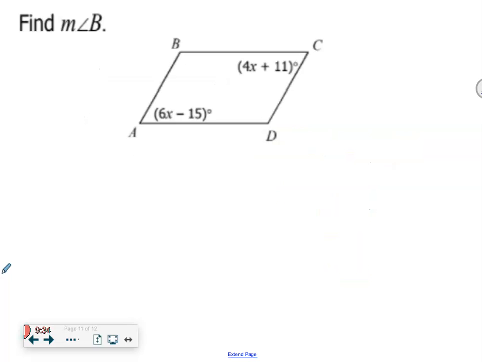Okay, one more. Find the measure of angle B. Well, before we do that, we have to find out what X is. How do we find X? Equal. X is 13.